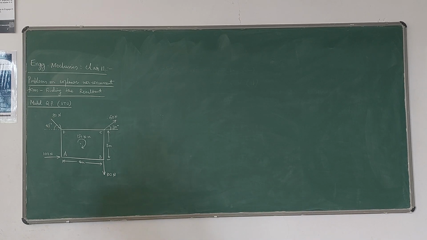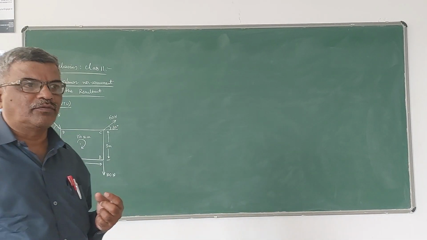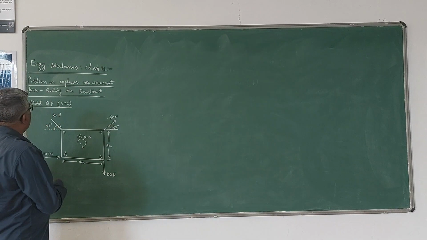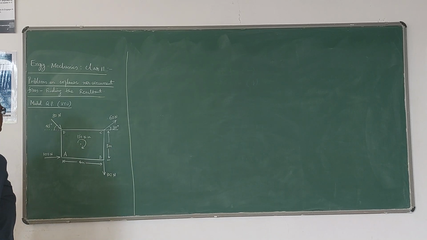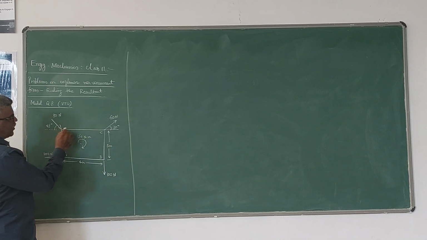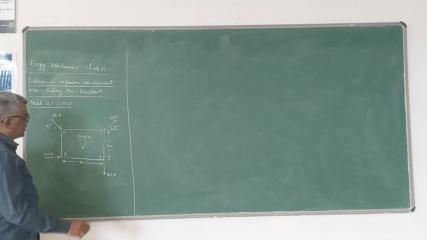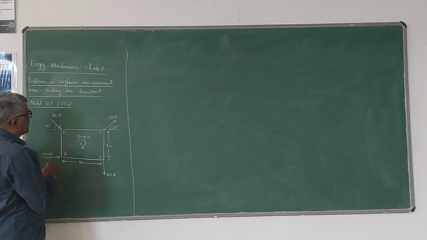In this class, I will discuss some more problems on coplanar, concurrent, non-concurrent force system, finding the resultant force. This is also a VTU model question type of problem. Here he has given 1, 2, 3, 4 forces and an external couple or a moment on a rectangular lamina of dimensions 4 meters and 3 meters.